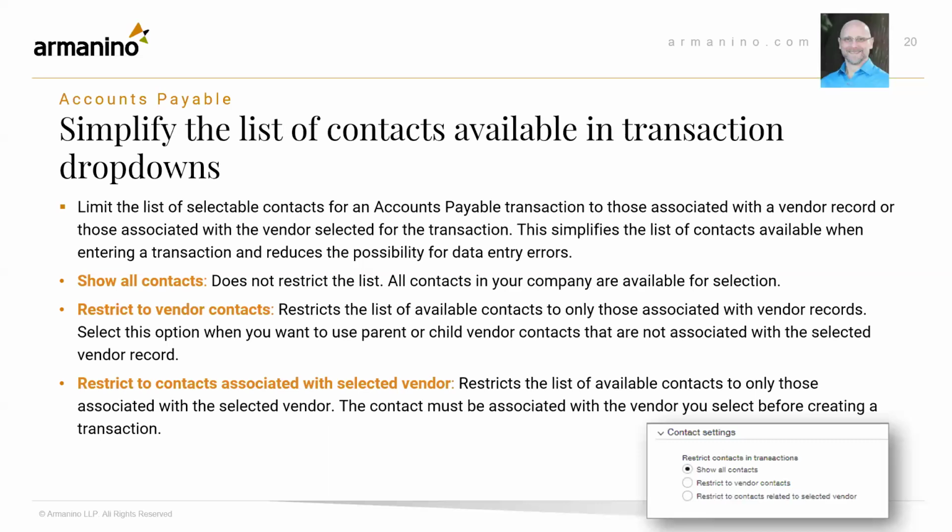So simplifying the list of contacts available in transaction dropdowns, that's really nice. So instead of when you click on the pay to or something like that, and you've got like every contact on the planet in there, you can now limit that. And you'll see right down here, you can limit it to show all contacts, restrict to vendor contacts only, or restrict to contacts that are related to the selected vendors. So that is a very nice feature that will help you easily find different contacts on AP transactions.